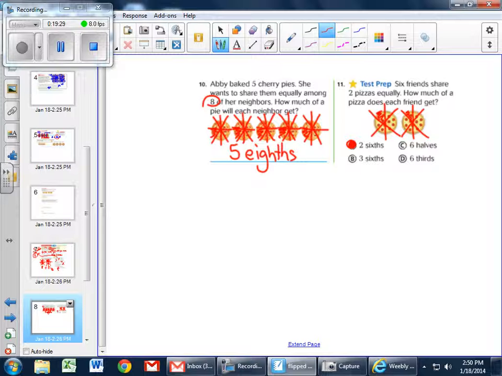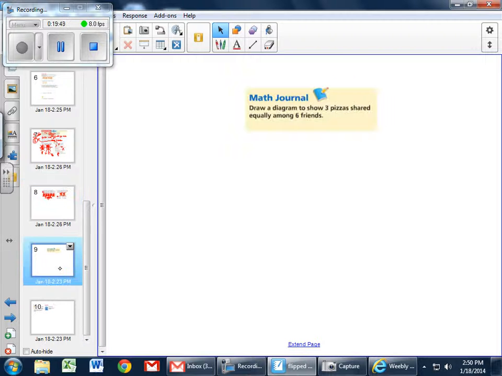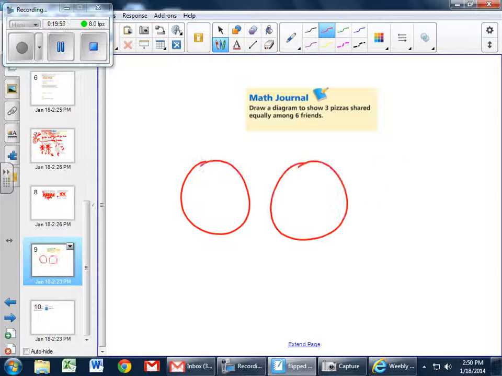Okay. So hopefully just going over those last 3 helped explain also for you to go back and be able to do that on your own page. And remember just to draw them out. Start with your total number, then divide it by how many you're dividing it by, and then counting it up for your fraction. Okay. Your math journal, you're going to draw a diagram to show 3 pizzas shared equally among 6 friends. So I should see 3 pizzas cut into sixths for your friends.